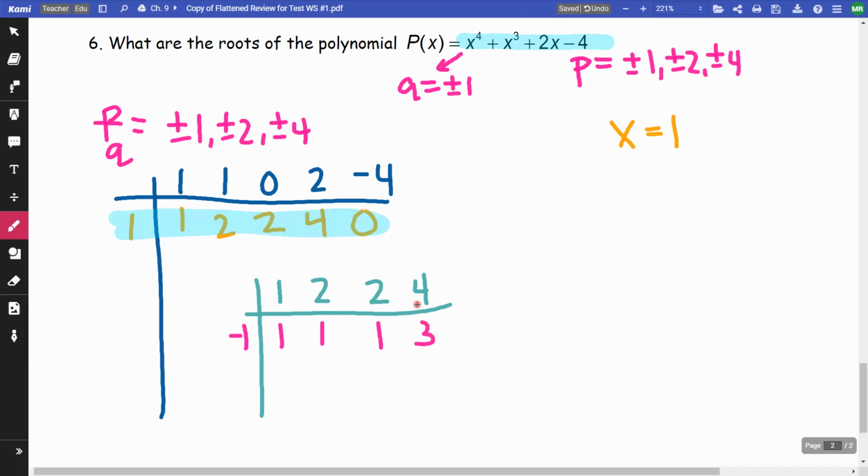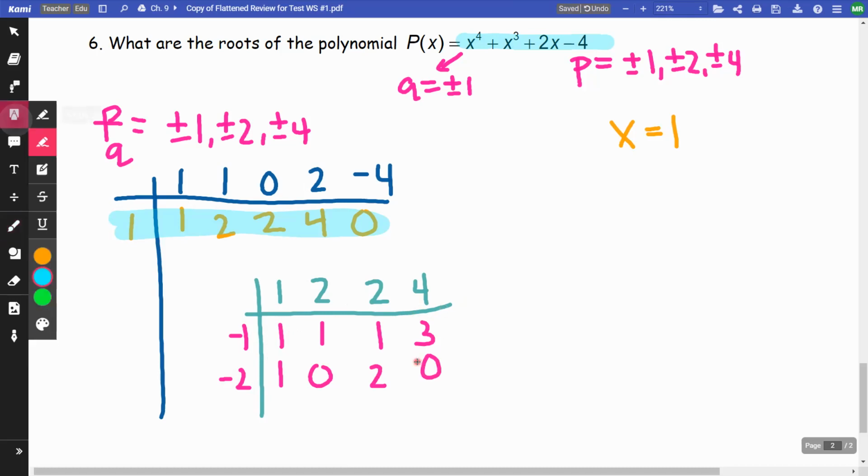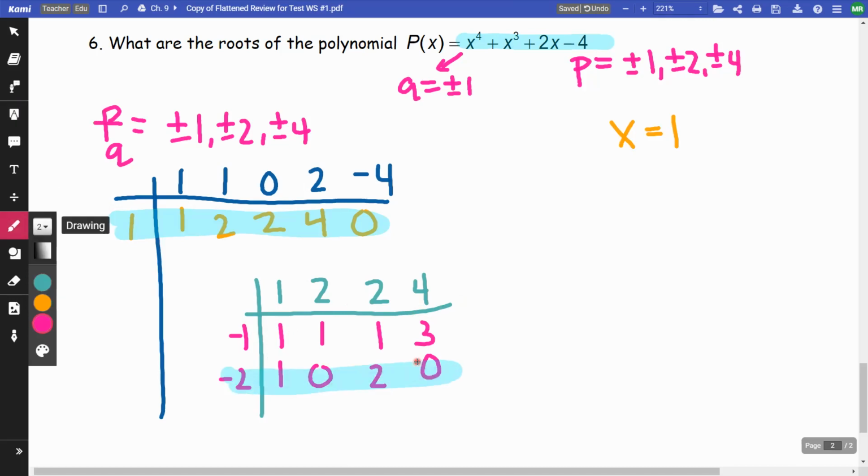So that didn't work. Okay, let's try -2. Bring down our 1. 1 times -2 is -2. Add it to 2, I get 0. 0 times -2 is 0. I add it to 2, I get 2. 2 times -2 is -4. I add it to 4, I get 0. So I found another solution. This one is x equals -2.